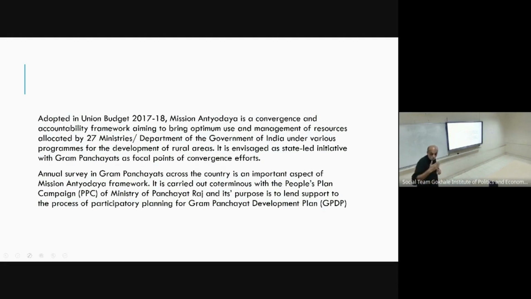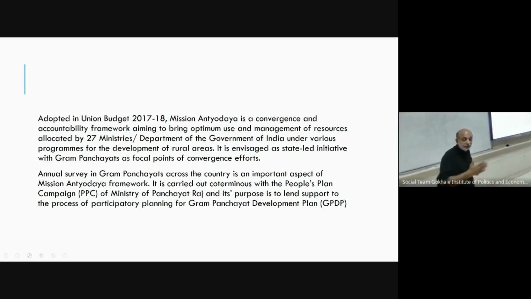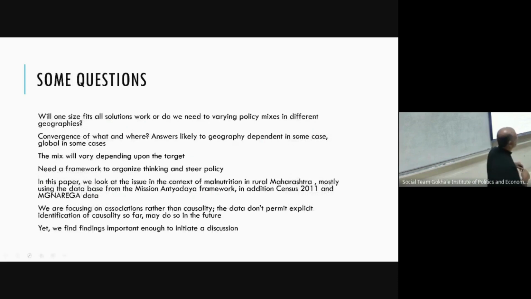So you will get almost 3 lakh Gram Panchayats across years. Look at the rich data, over 70, 80 kinds of variables. Okay, so what are the questions that we ask? Does one-size-fits-all solutions work for malnutrition? So we have one solution, one model, and that model works everywhere. Or do we need to have a varying policy mix, which will be regionally varied?